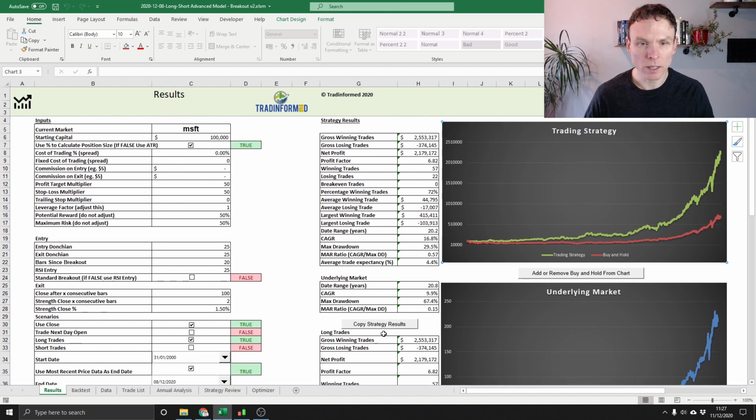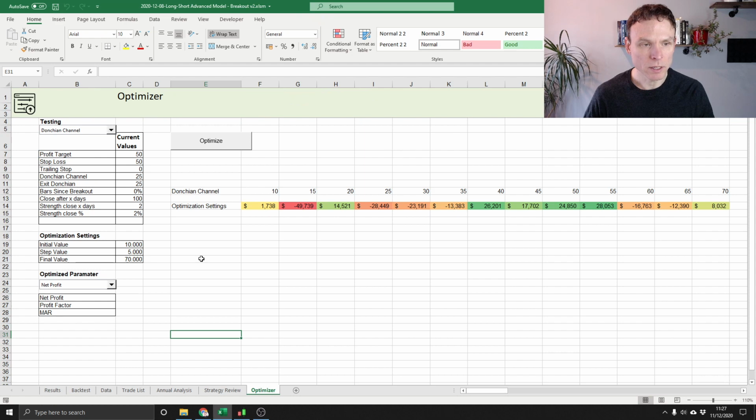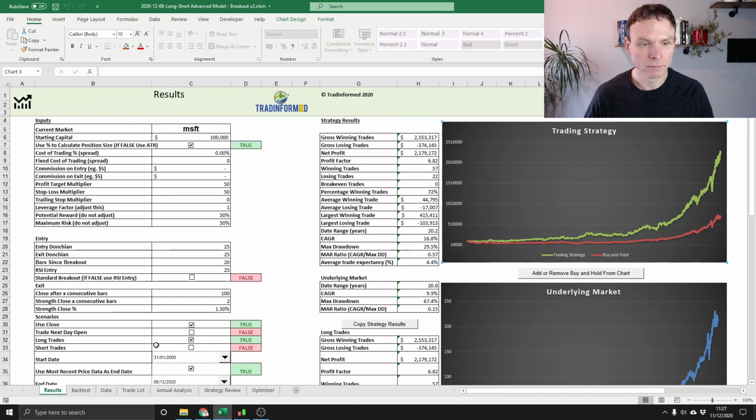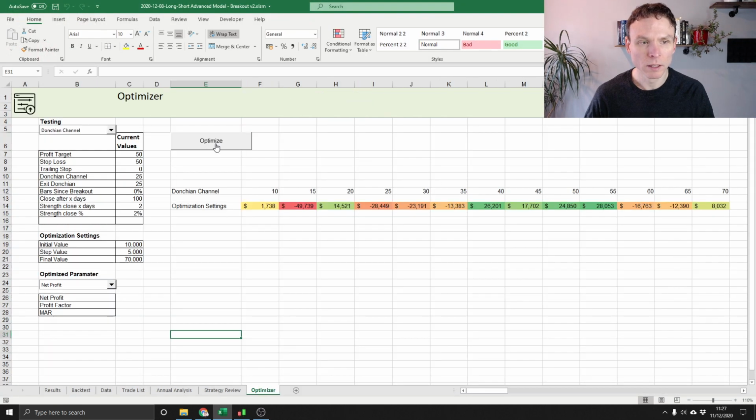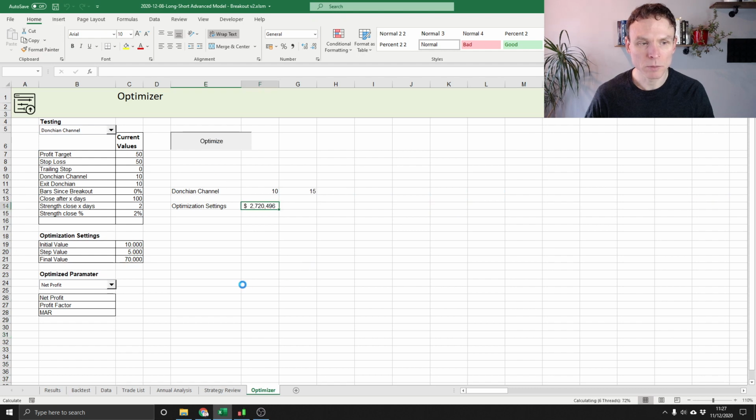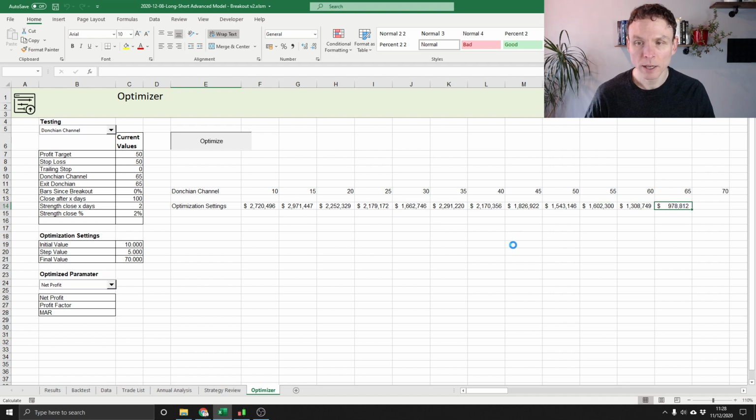Okay, so I like these. I'm not going to try these. In fact, I am going to demonstrate something for you here. Now, we may think that the Donchian 25 is not right for a slower moving stock. Let's put it on here. Let's go on to the optimizer. So I'm testing all the values from 10 to 70 with a step of 5. And this will go through all the values and tell us if we're missing anything.